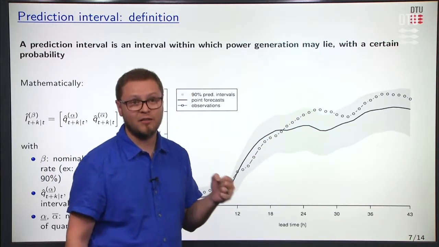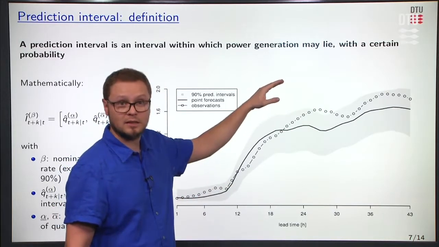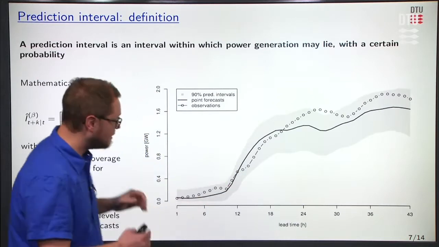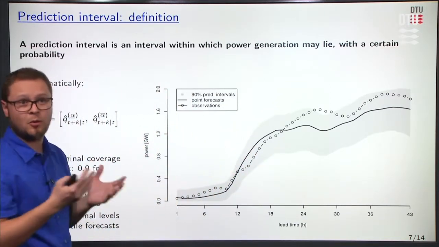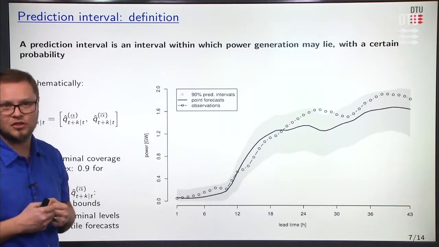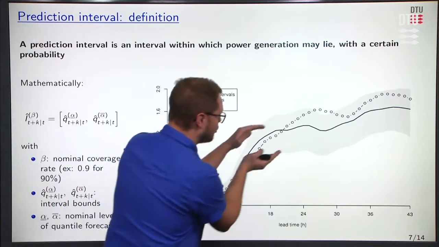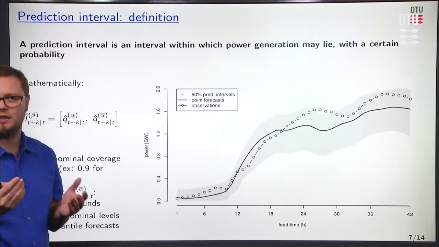So there's only a 5% chance that what will be observed will be above this line. So that means eventually that you have this envelope here, your forecast takes the form of an envelope, and you state there's a 90% chance that whatever you're going to observe is going to be within this envelope. You can imagine it's quite interesting.